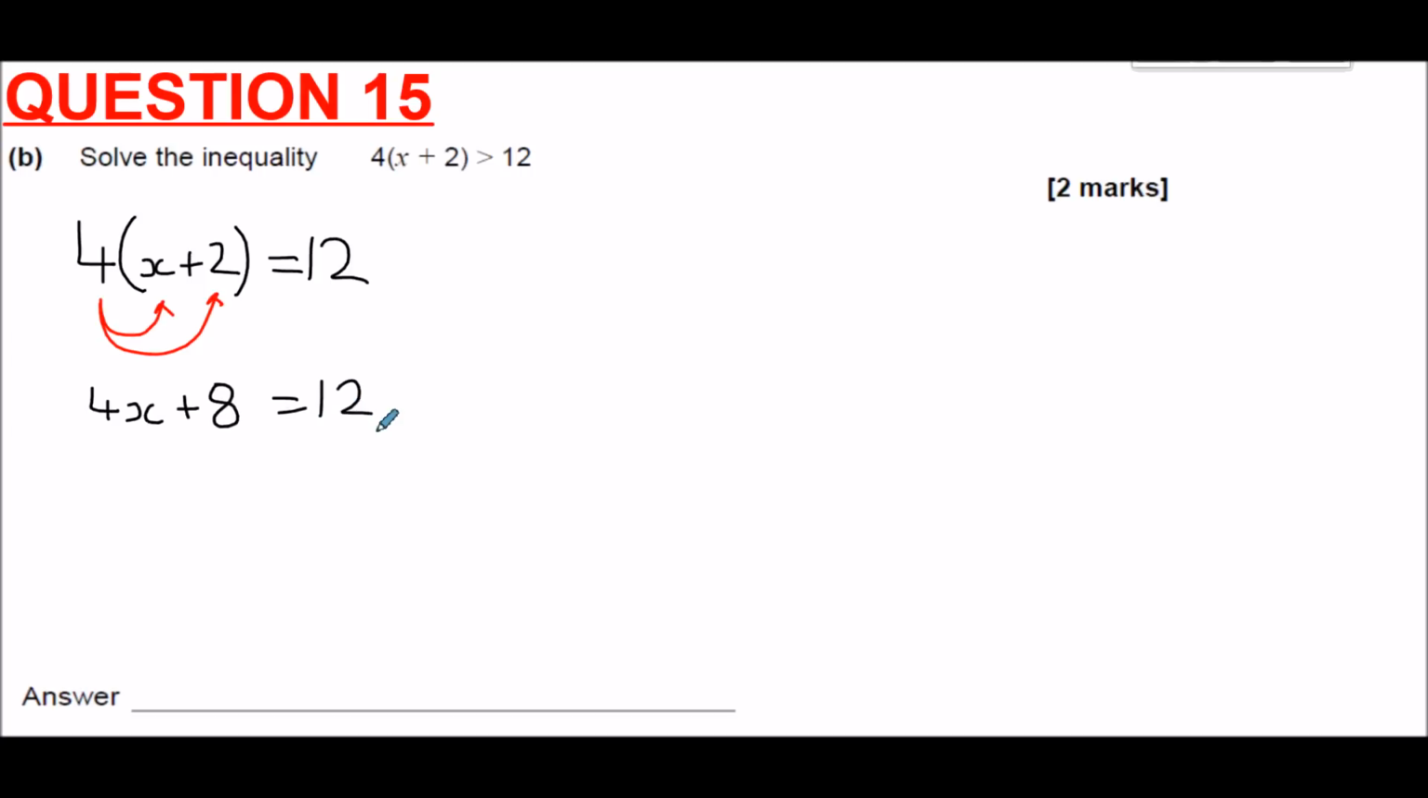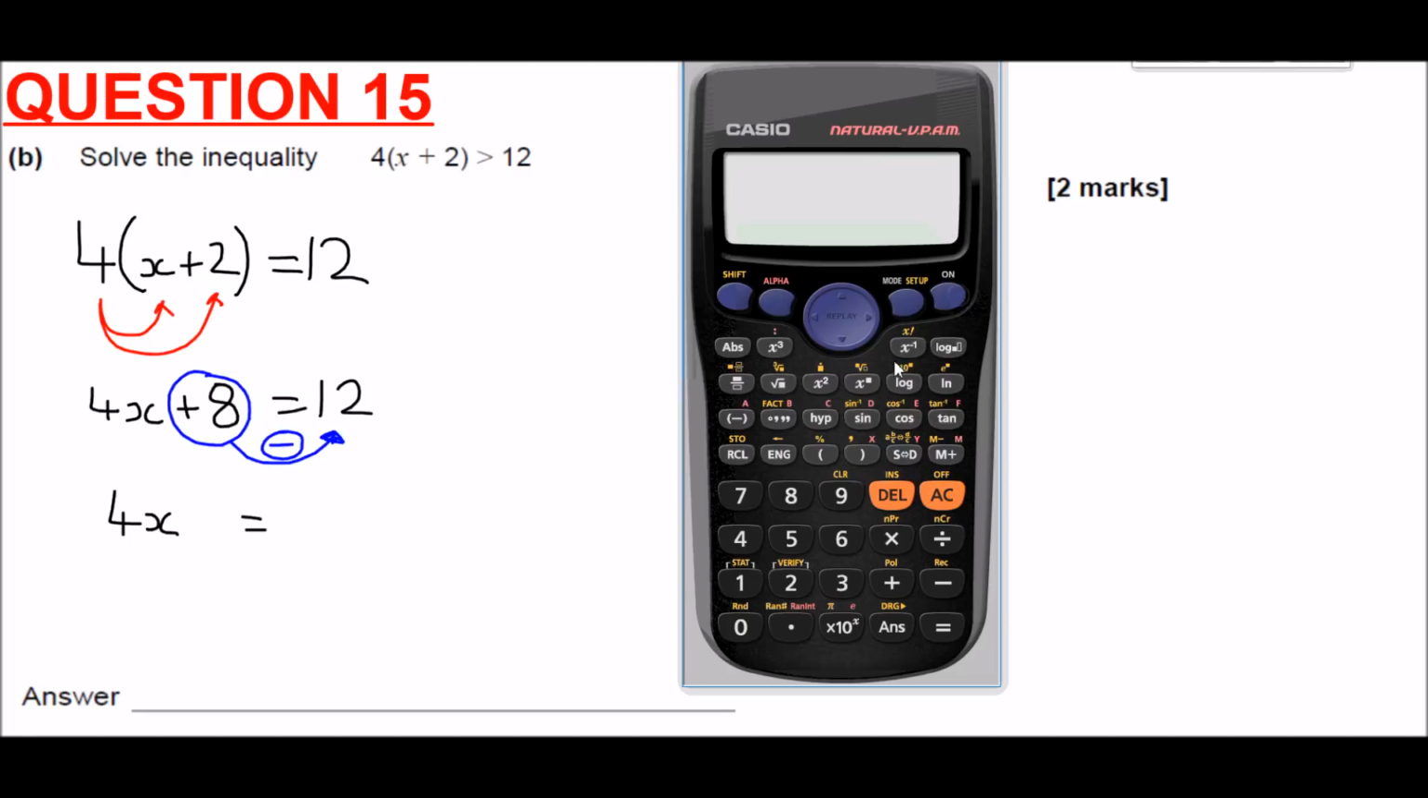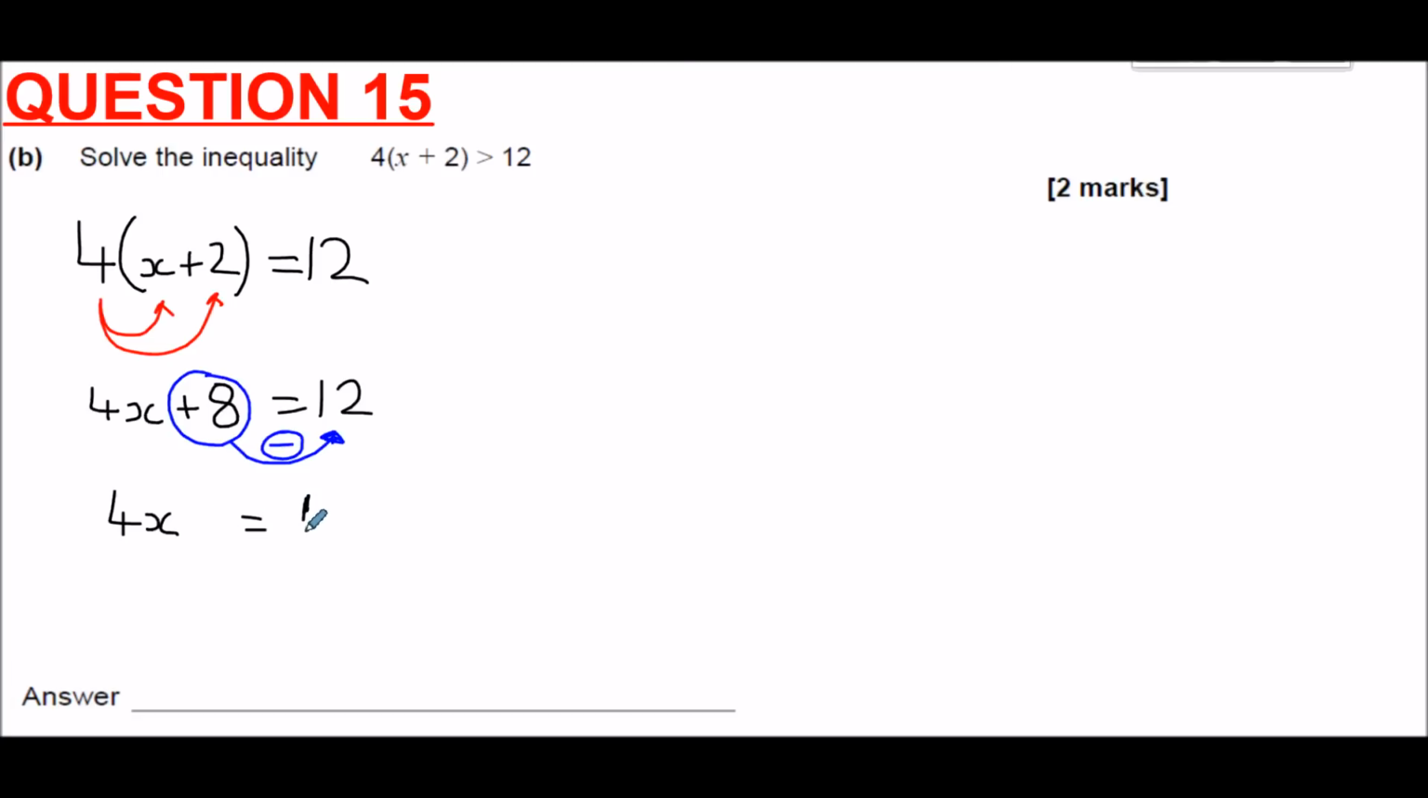We want to have x on its own, and so what we can do, first of all, is we can move this 8 to the other side. But if we swap the side, we swap the sign. Opposite of adding 8 is subtract 8. And so 4x will equal 12 take away 8. 12 take away 8 is 4. Always use your calculator if you need to. You're allowed to in a calculator paper. 4x equals 4. And so x will have to be equal to 1.